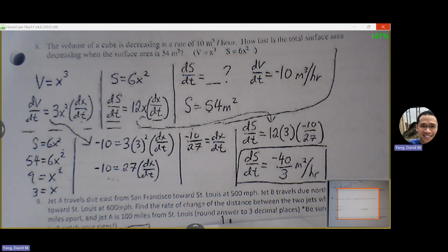Okay, surface area is 54 square meters. This is helpful because if I put 54 in for S, I can solve for X. If I solve for X, then that's one piece that I need for my dS/dt. Next piece, I have dV/dt. I can use my -10, plug in for dV/dt. But once I have my X value, I can plug that in, and that should allow me to get to dx/dt, which is the second piece that I need for my dS/dt.